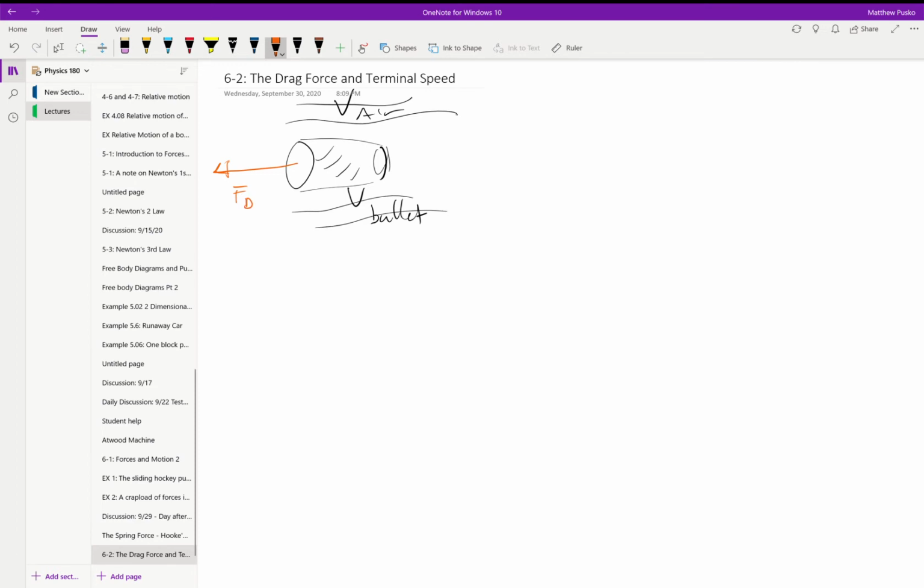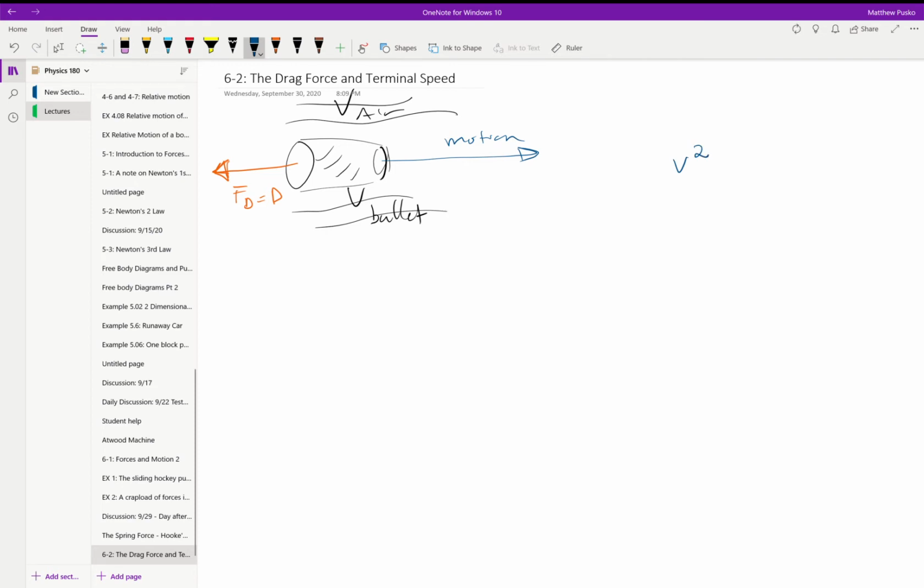So use F sub D. I think your book uses a capital D. Either works. But if our motion was going to the right, the force of drag is going to work exactly in the opposite direction, slowing us down or impeding our motion. And we'll see that it's a function of velocity, and not just that, it's a function of velocity squared.